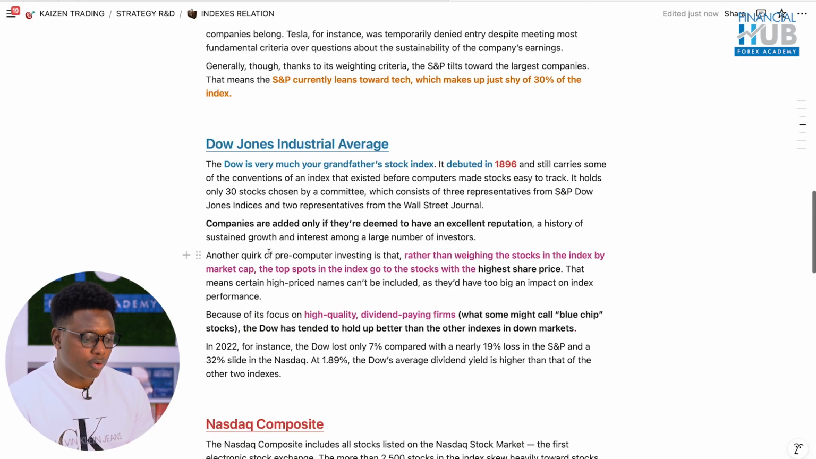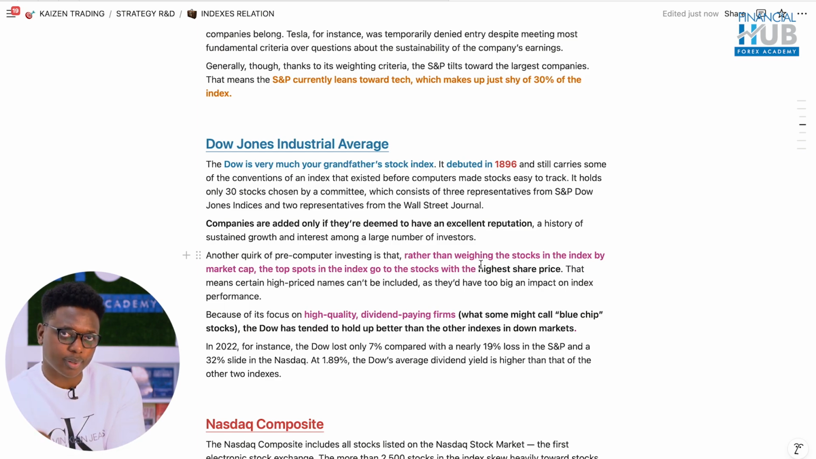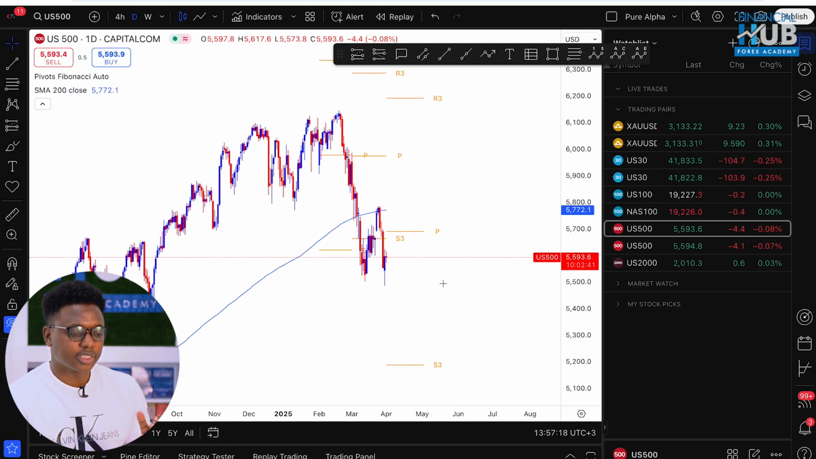You have to have an excellent reputation, a history of sustained growth and interest among a large number of investors. Another quirk for pre-computer investing is that rather than weighing the stocks in the index by market cap, the top spots in the index go to the stocks with the highest share price. That means certain high-priced names can't be included, as they'd have too big an impact on the index performance. So this is what differentiates this drop.